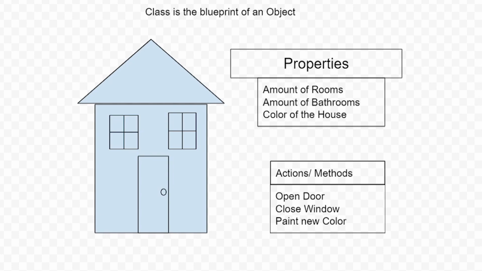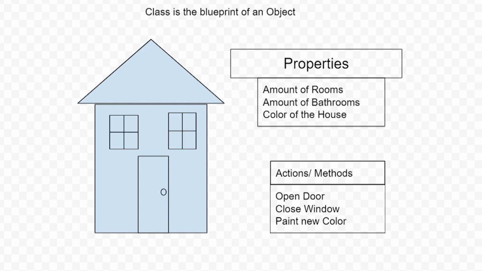Alright, so a class is a blueprint to create an object. So if you guys can see from my very amazing drawing, you can see that we have a house. We can have different properties for a house. So that's what the blueprint should describe. It should describe the amount of rooms, the amount of bathrooms, the color of the house. These are properties of a house. These are the things that a blueprint should have.